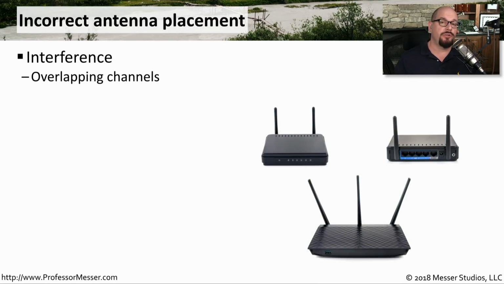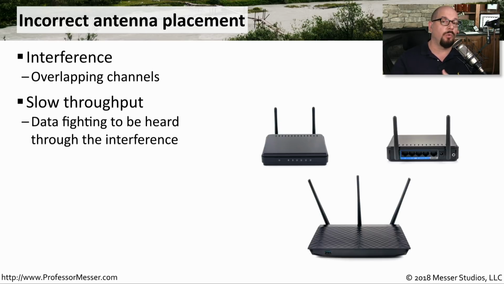You might also want to make sure that you're putting these antennas in the right place. If you put access points too close to each other, you may find that those frequencies will interfere with each other. Or if the antennas are too far away from your users and there's other electrical devices causing interference, then you may find there's slower throughput than what's expected.